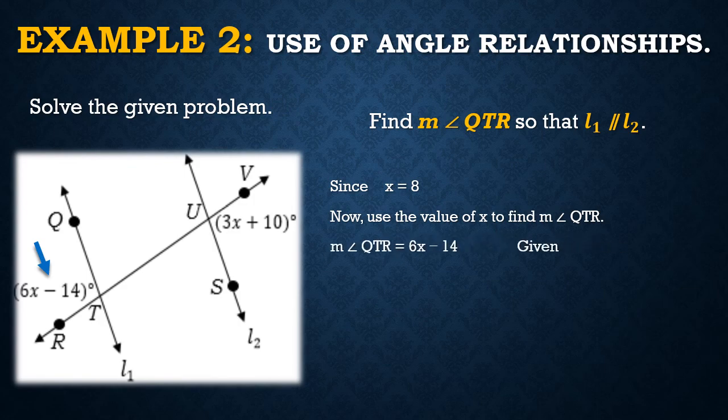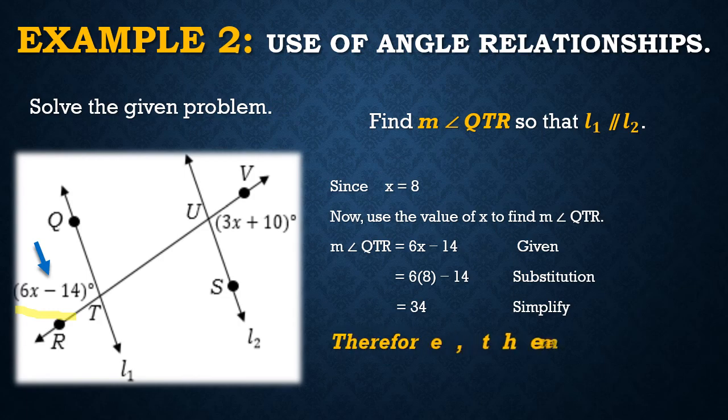So the measure of angle QTR is equal to 6x minus 14 by the given. Now substitute the value of x. So 6 times 8 minus 14, and we're going to simplify. That would be 6 times 8 is 48, minus 14 is equal to 34. Therefore, the measure of angle QTR is 34 degrees.